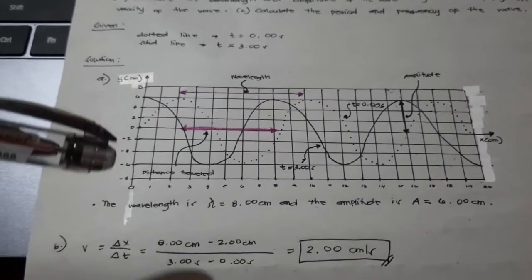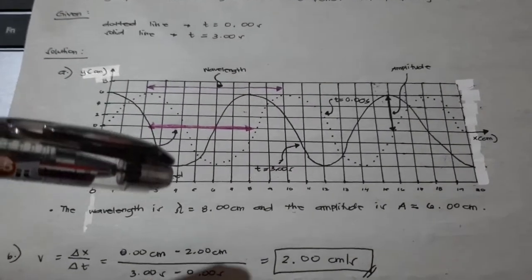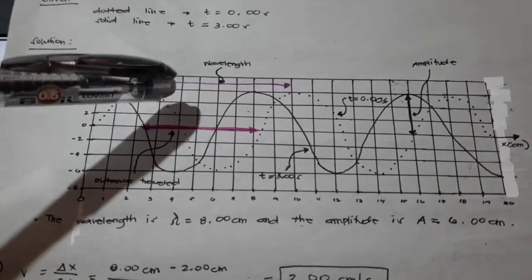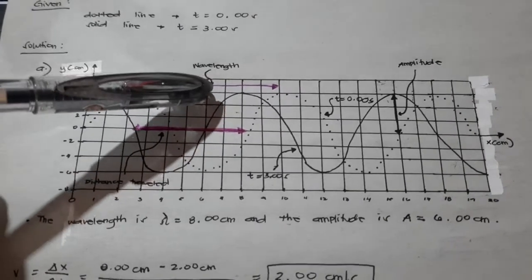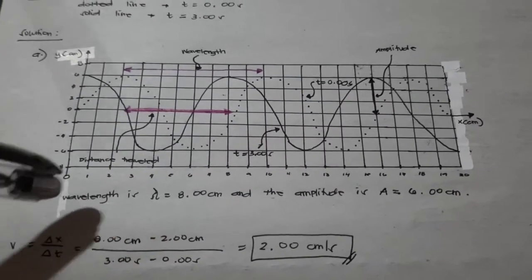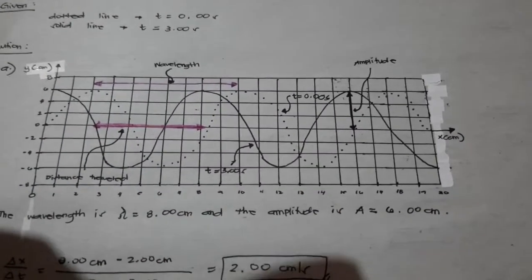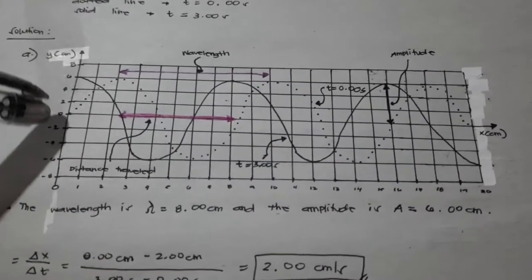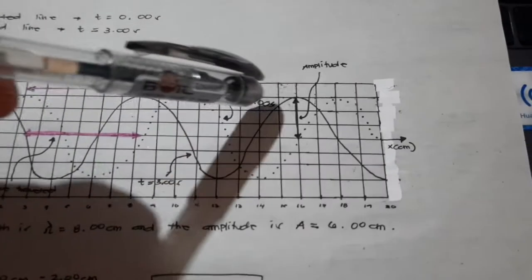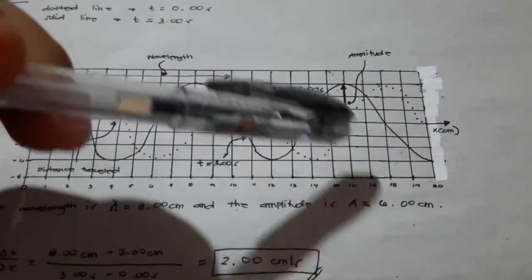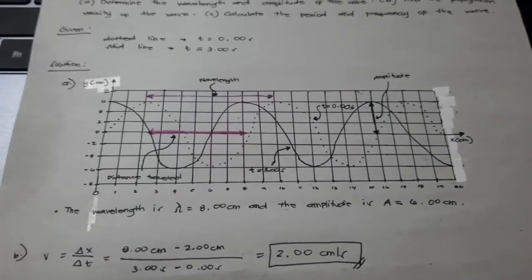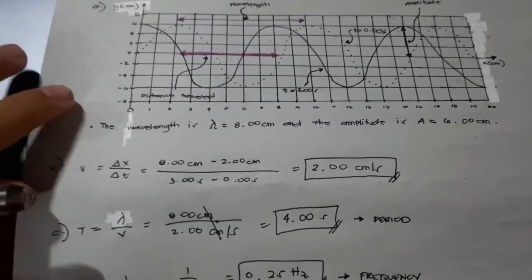Therefore the wavelength is 8 cm, because we count 1, 2, 3, 4, 5, 6, 7, 8, so 8 cm. Then the amplitude is 6 cm, because from 0 we count 2, 4, 6, so the amplitude is 6 cm.